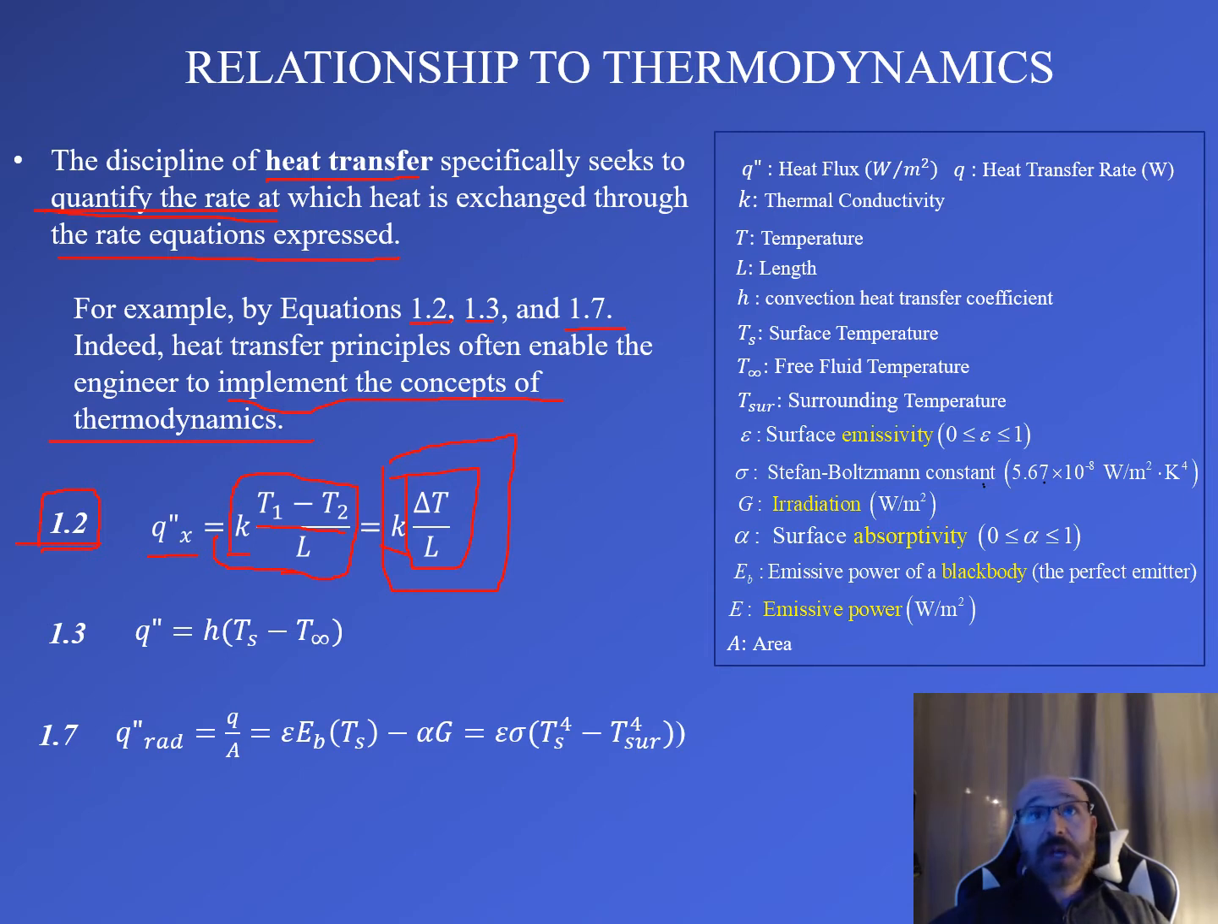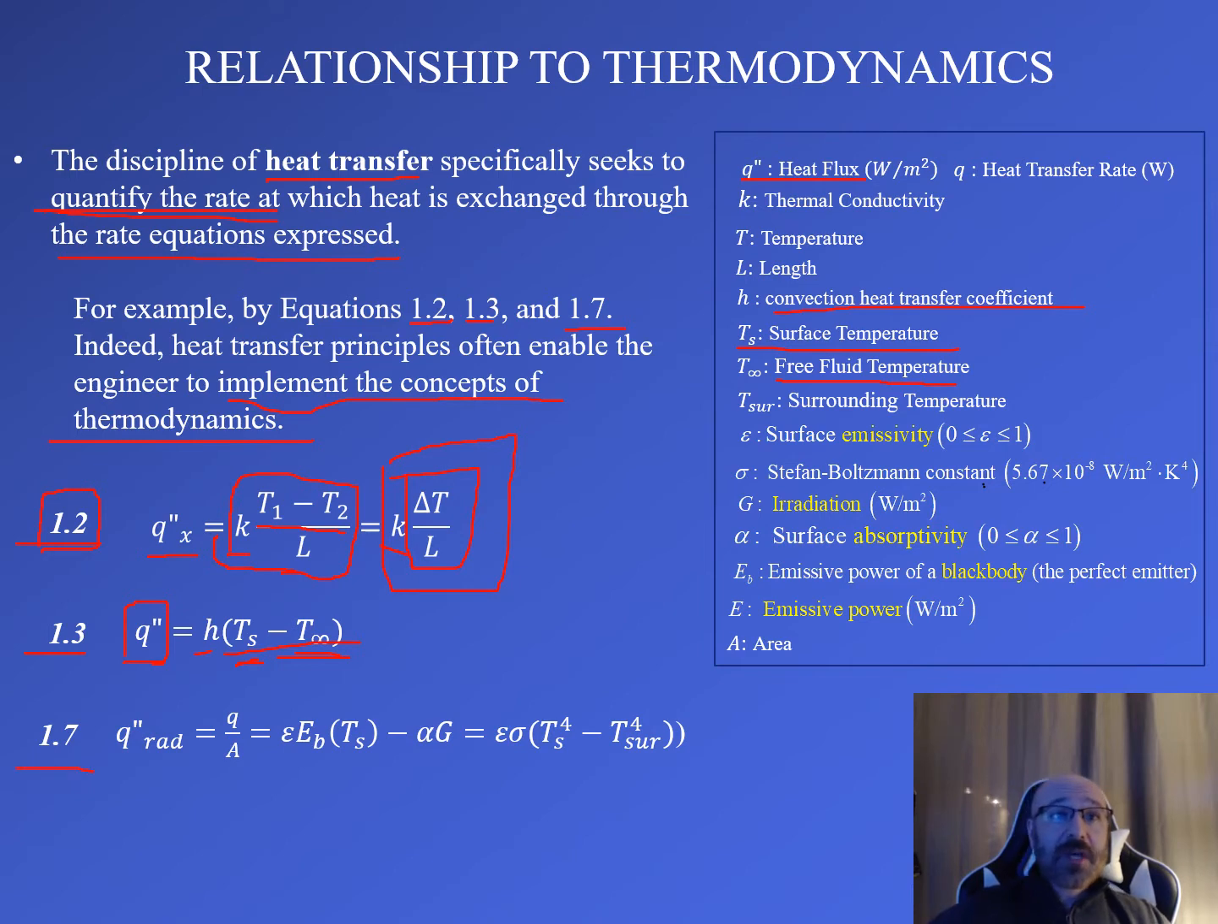Another relationship for our heat flux is that it is equal to our h value, which is the convection heat transfer coefficient, times, again, the change in temperature, but now it's specific with these temperatures. It's T sub s, our surface temperature, and T sub infinity, which is the free fluid temperature. So the difference between our surface and free fluid temperature, times our convection heat transfer coefficient, h, is going to be equal to our heat flux. This relates back to equation 1.3 from our textbook.